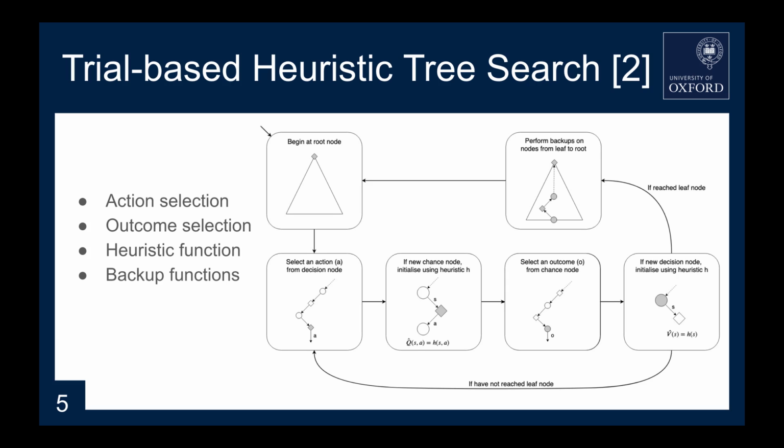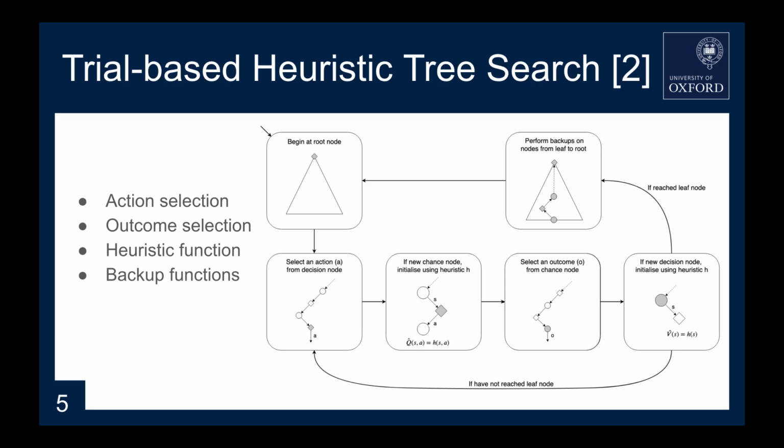Decision nodes correspond to states, and chance nodes correspond to state action pairs. Anytime a new node is created, its value is initialized using a heuristic function. Once a leaf node is reached, the backup functions are used to update all the nodes visited on the trial inductively. In single-objective problems, often the upper confidence bound method is used for action selection.